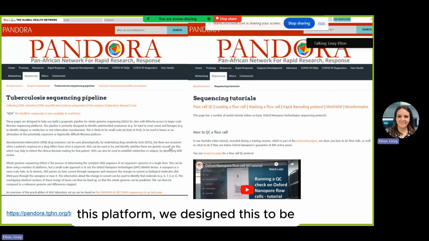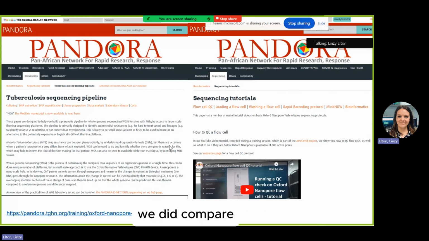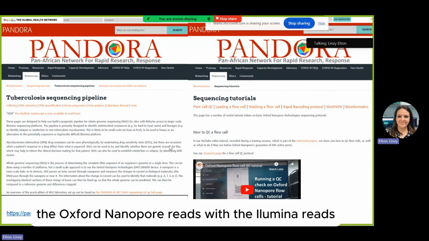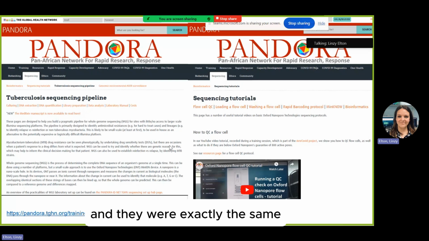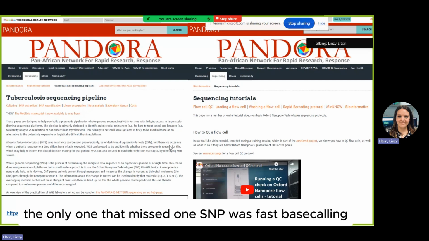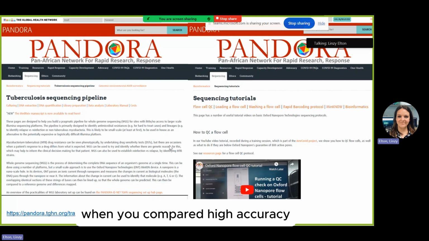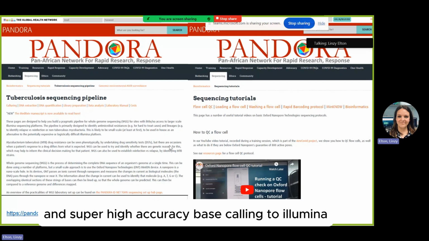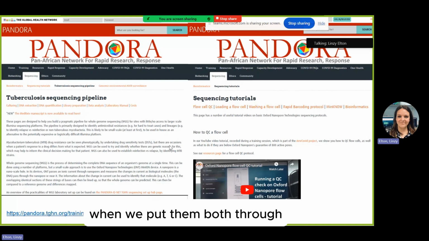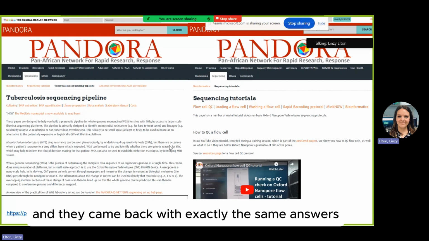This platform, we designed this to be, so we did compare the Oxford Nanopore reads with the Illumina reads, and they were exactly the same. As I say, the only one that missed one SNP was fast base calling. When we compared high accuracy and super high accuracy base calling to Illumina, when we put them both through, it was exactly the same extraction. And then we sequenced with Illumina and sequenced with Nanopore, and they came back with exactly the same answers.